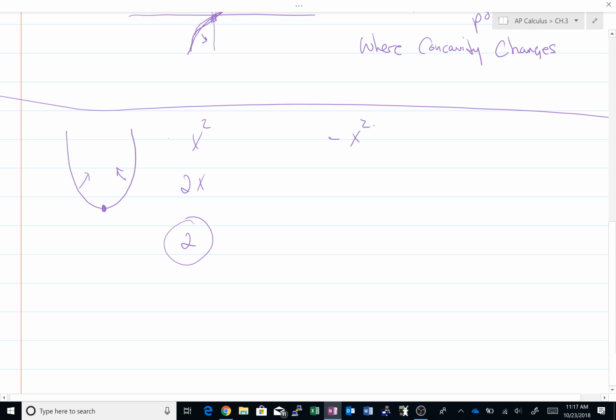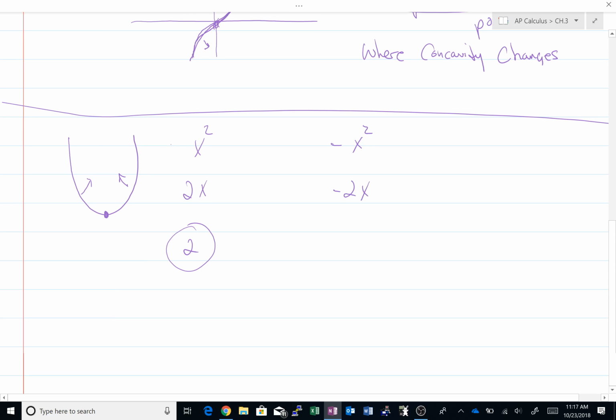Negative x squared would give negative 2x, and negative 2. That means it's concave down everywhere. And this tells me at 0, and anything left of 0, I've got increasing because I've got positive slopes. And anything to the right of 0, I'd have a negative slope.